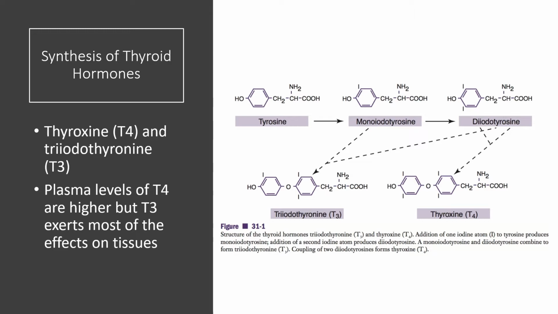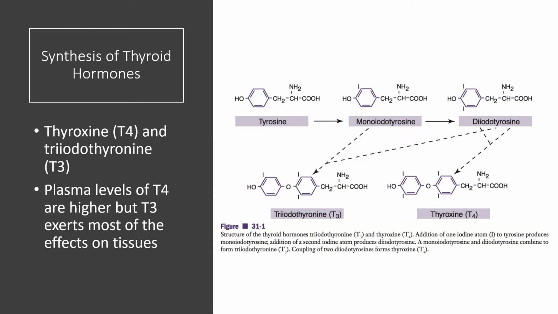The thyroid gland synthesizes two primary hormones. They're named T4 and T3. T4 is also known as thyroxine, and T3 is also known as triiodothyronine. They're named T4 and T3 because of the number of iodine residues that each structure contains. So T4 contains 4 iodine structures, and T3 contains 3 iodine structures.